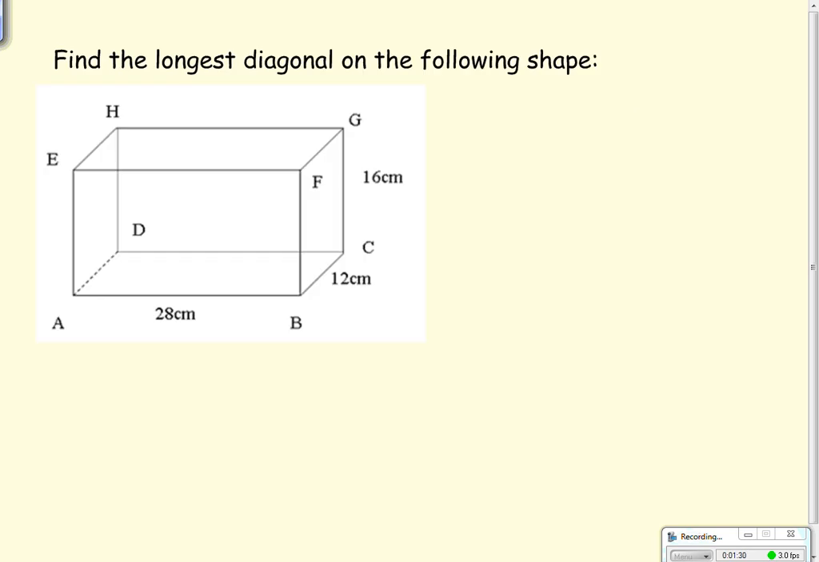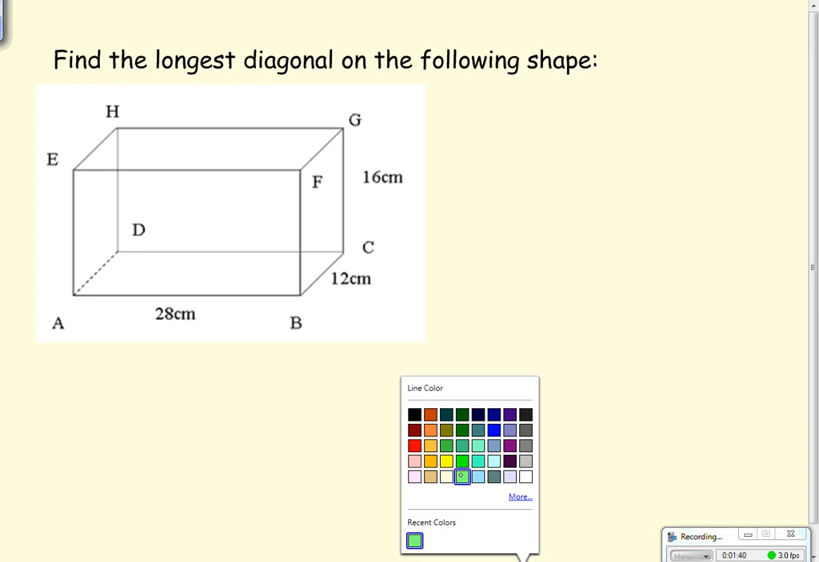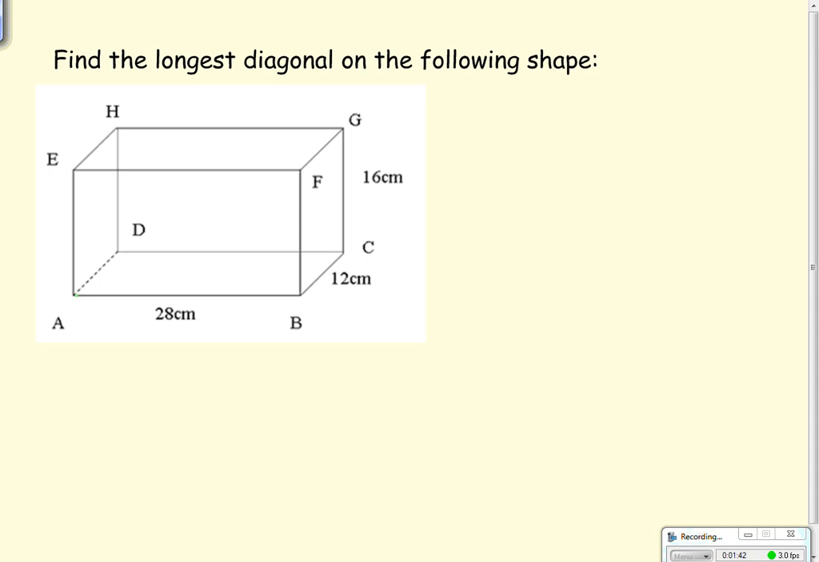Okay, to find the longest diagonal on the following shape, that's what we need to do. So what they're saying is they would like us to find the diagonal that goes from, I'm going to put this in green, the bottom corner here up to the far top corner there. So we're doing the diagonal, the line A to G. That is what we're trying to find.